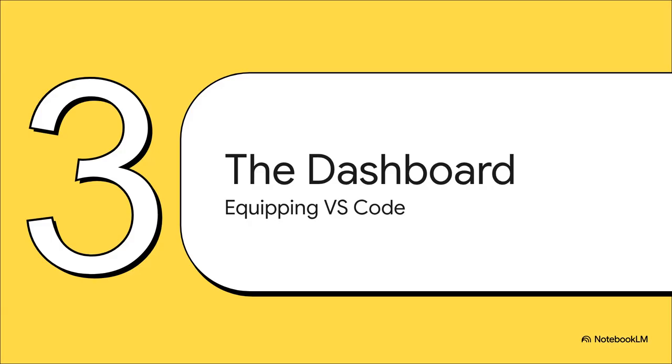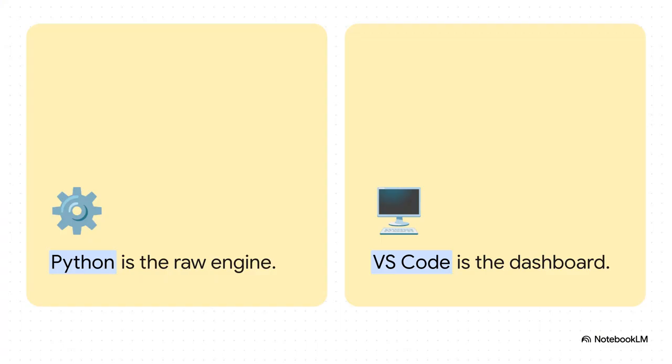Which brings us to phase 3, the dashboard, equipping Visual Studio Code. Now that we have the engine, we obviously need a comfortable way to actually drive it. Think of it like this. Python is the raw engine doing the heavy lifting in the background, out of sight. VS Code is the beautiful digital workbench you actually interact with. Sure, you could technically write code in a basic notepad file, but VS Code gives you colors, autocomplete, and all these tools that make programming an absolute joy.